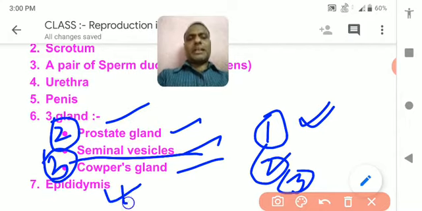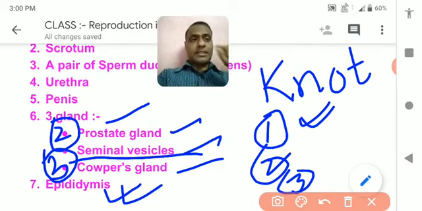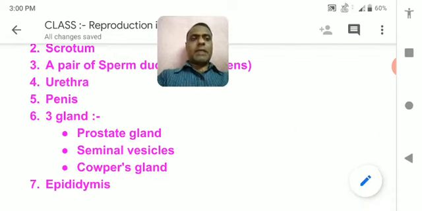And one topic that I had left, I remembered and have written over here, that is epididymis. It is a knot-like structure. Knot, K-N-O-T, knot means gaanth. It is a knot-like structure present on the testes, like this. Here the sperm stay. I will explain all the topics.